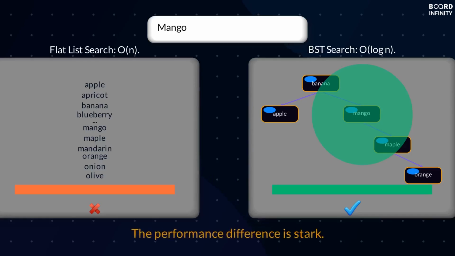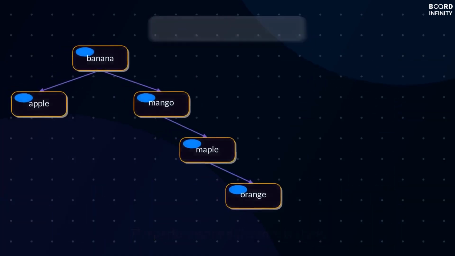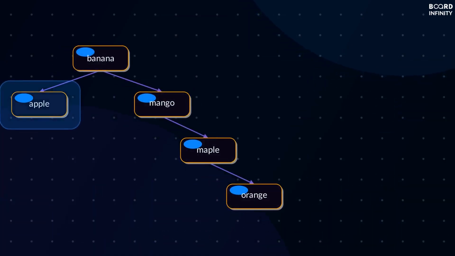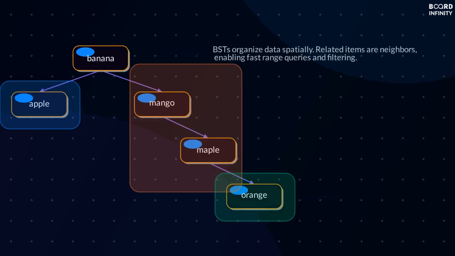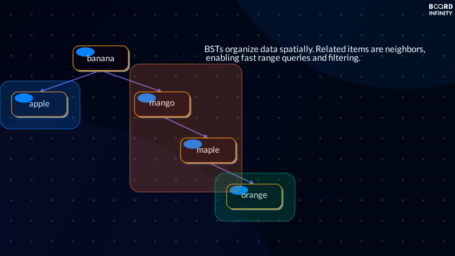Ultimately, binary search trees organize data spatially. Related items are neighbors, enabling fast range queries and efficient filtering. This fundamental property makes them powerful for a wide array of applications, enhancing employability by improving understanding of efficient data structures.